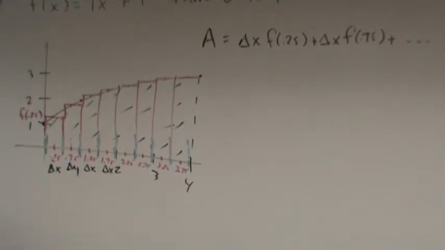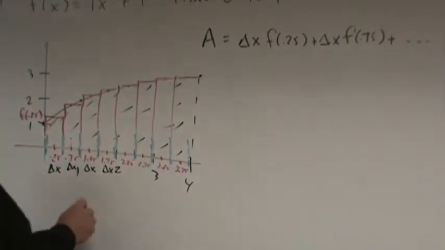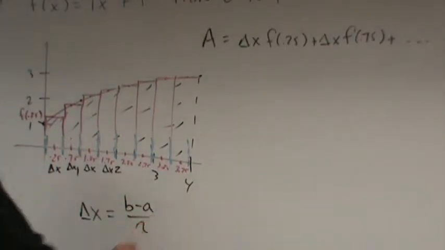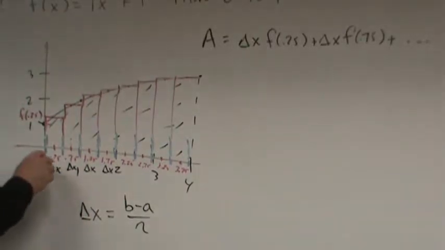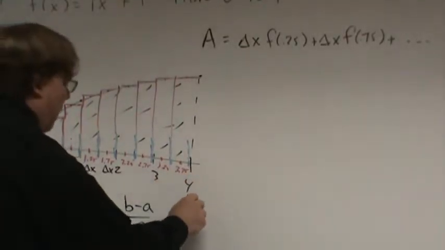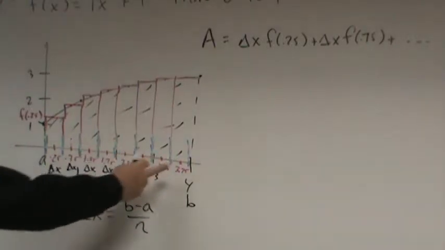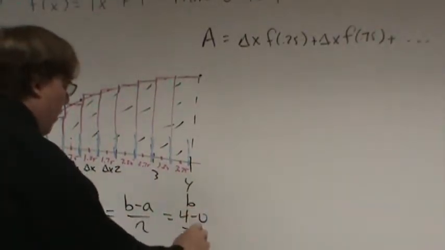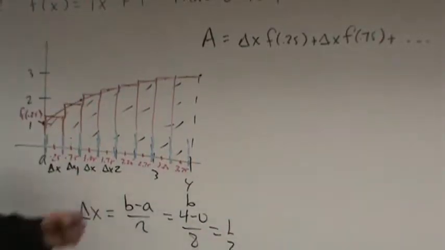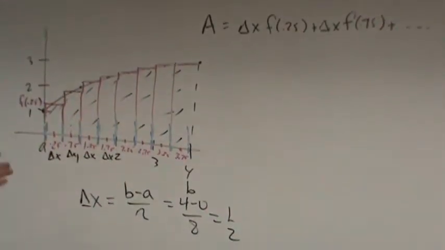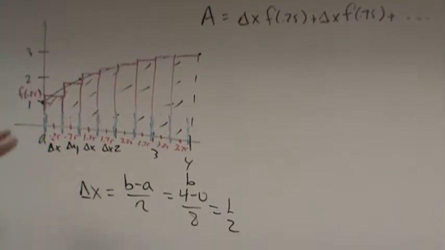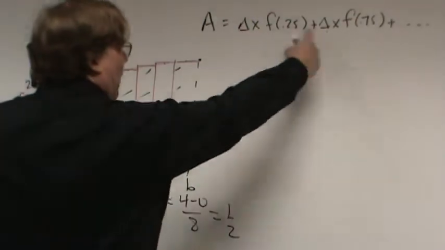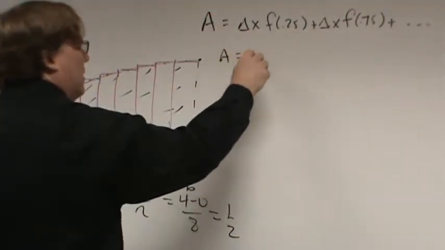1/2? Yeah, 1/2. And I want to remind you, the quick way to get that, if you're ever wondering, is it's always going to be b minus a over n, where a is 0, b is 4, and n is the number of partitions. So in this case, it ends up being 4 minus 0 over 8, which is 1/2. But you usually are going to be able to just draw it and look visually at what the width of each partition is.